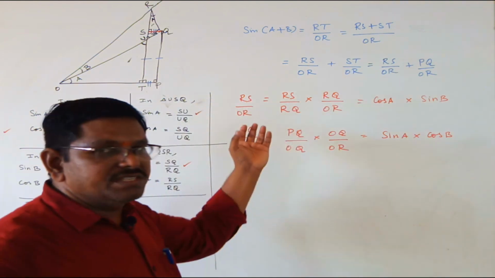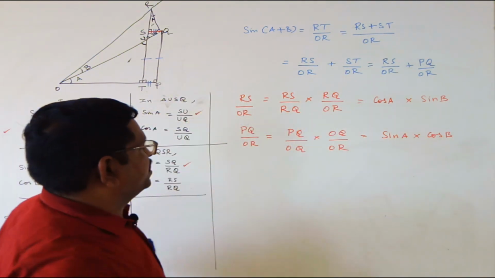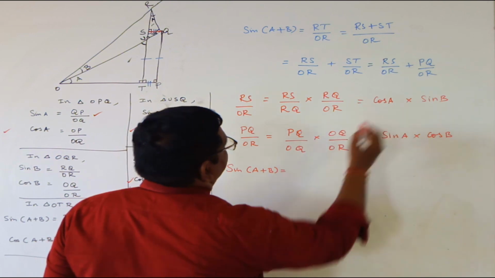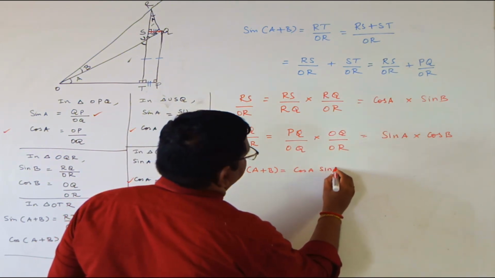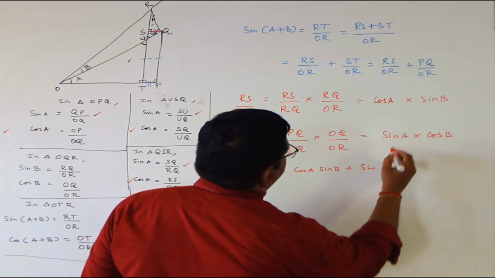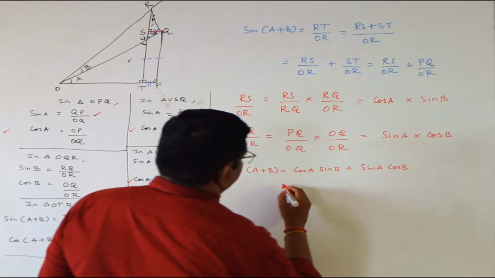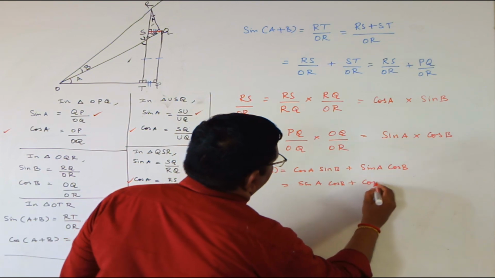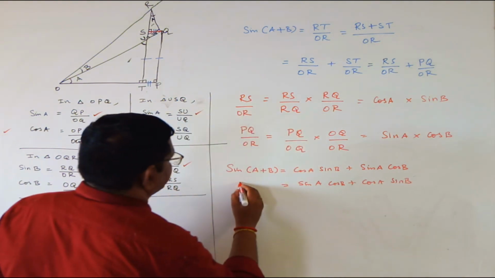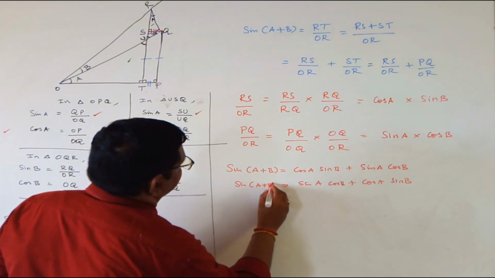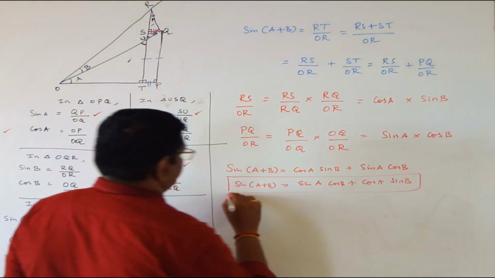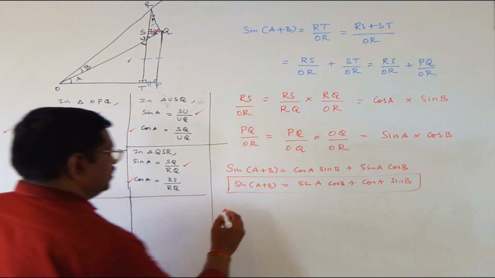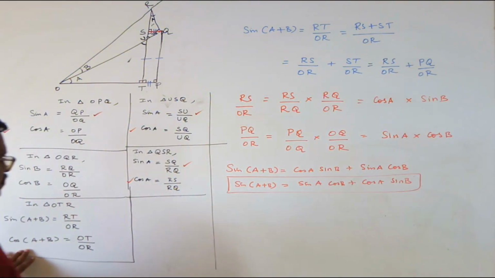Let us take both these results and substitute in sin of A plus B. So we get sin of A plus B is equal to, first result cos A sin B plus second result sin A cos B. The same we write in order, that is sin A cos B plus cos A sin B. This is the identity we have taken for sin of A plus B. So this is the proof of sin of A plus B is equal to sin A cos B plus cos A sin B. Similarly, we can find this for cos of A plus B also.